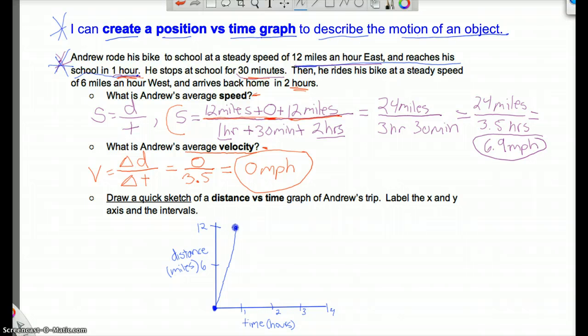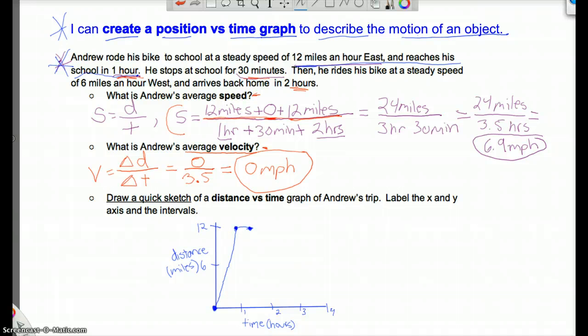It says that he stops at school for 30 minutes. So I'm going to go ahead and draw a point about 30 minutes later. I'm going to keep it right at 12 miles again. Whoops. Right at 12 miles, simply because he hasn't gone any further than 12 miles because he's standing still. So I'll connect the points here. Go ahead and erase this point that I messed up on.